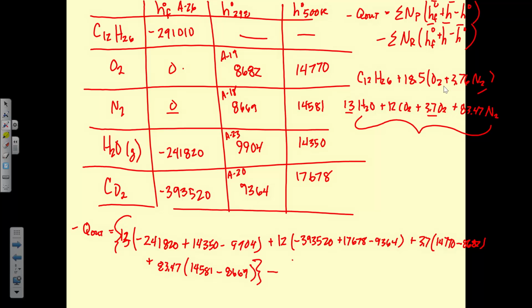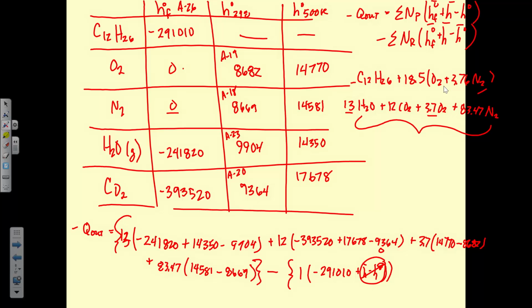Okay, so this is all the enthalpies for our product. Then we subtract the values for our reactants. So for C12H26, our number of moles is 1. So we multiply by the enthalpy of formation for C12H26, which is negative 291,010, plus our H bar minus H naught, but because it's at the same temperature, this is 0.